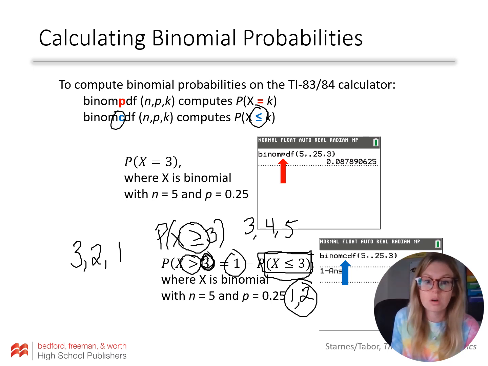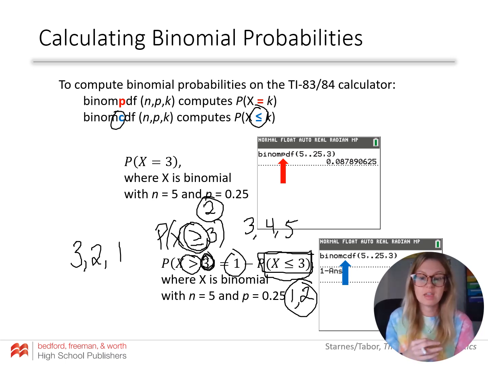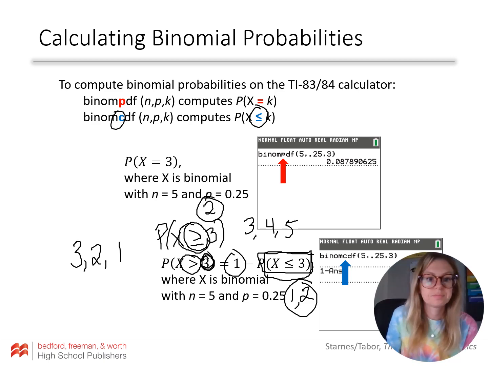If it's a greater than or equal to, you need to put the number less than that it's testing and still do the 1 minus, okay? So greater than, just put that number but do 1 minus. Greater than or equal to, put the number that is below it and still do 1 minus afterward.